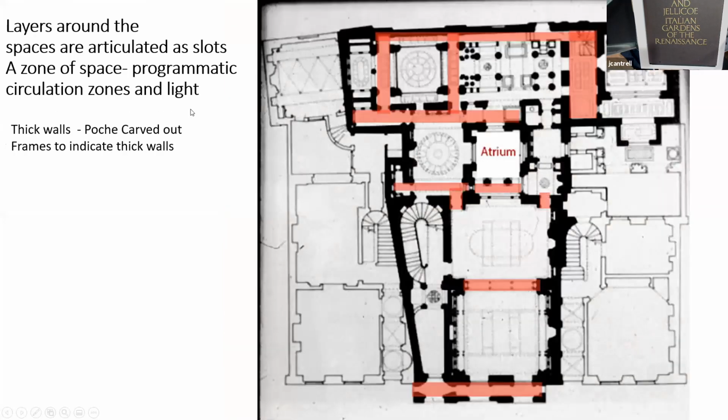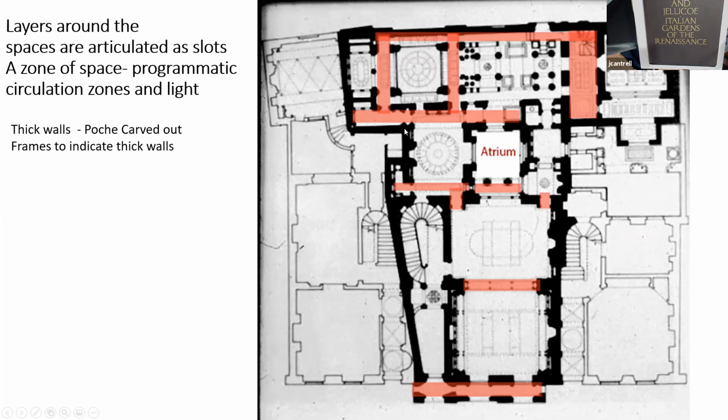If you look at the next slide, I've highlighted the transition zones that are separated by the large semi-public spaces: the dining room, the breakfast room, the studio space, the gallery, and of course, the living spaces at the front. It says layers around the space are articulated as slots. There is a zone of programmatic space. These are circulation zones without actually entering the primary spaces. Of course, these are zones of circulation and light. Pretty much in each one of these linear slots, there's a beautiful skylight that articulates the main spaces from the auxiliary corridors around that.